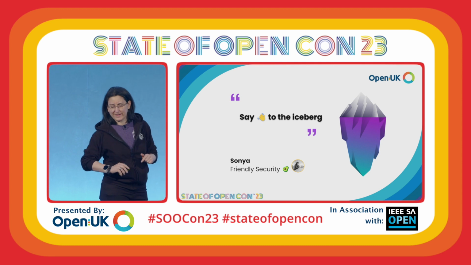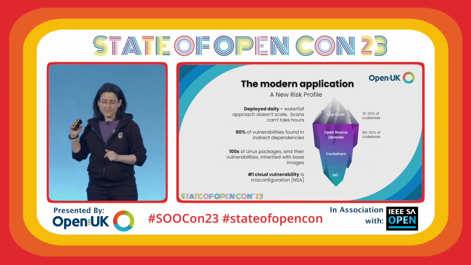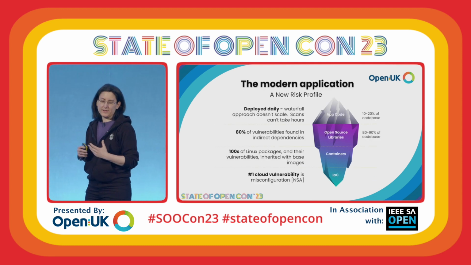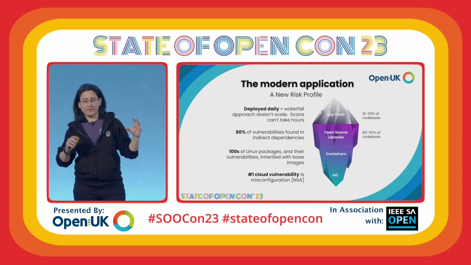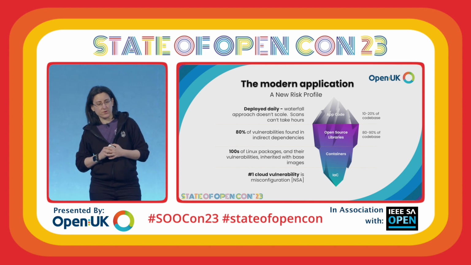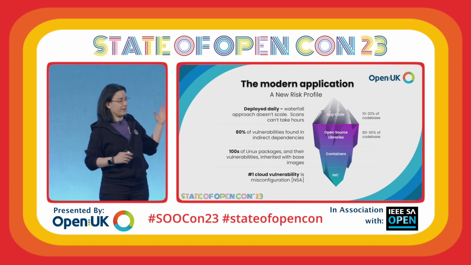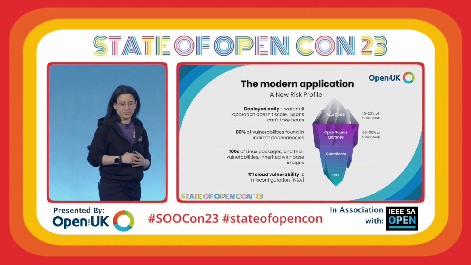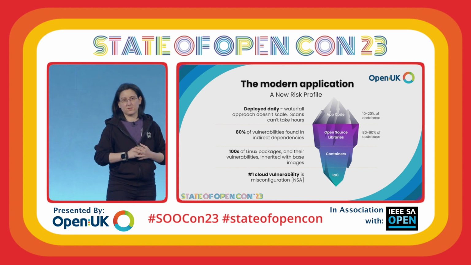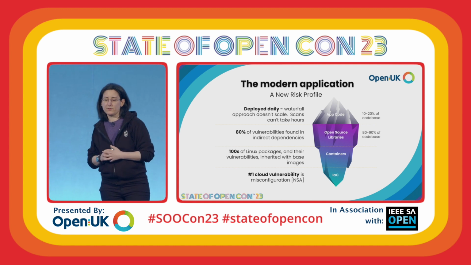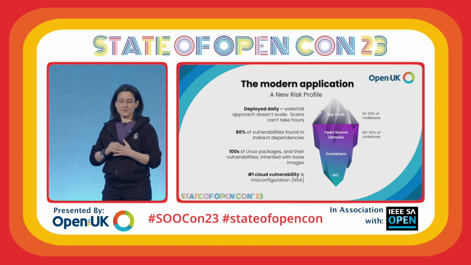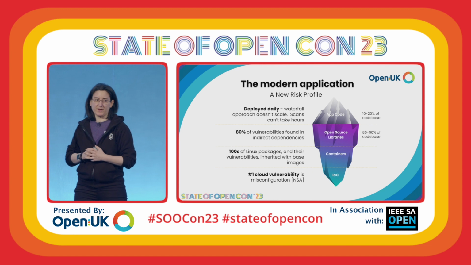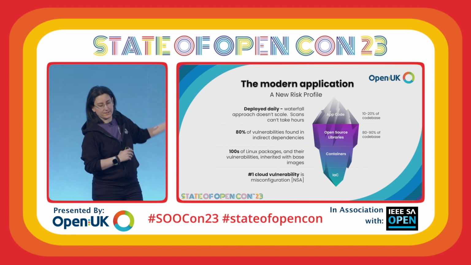If you're still confused by this statement, let me explain it to you. So this is the iceberg, and this is usually a nice analogy to map the different layers of a modern application with a new risk profile. So you can see different layers, and if we start at the tip of the iceberg, which is the application code, this is usually the proprietary code that we write within an organization. This is usually 10 to 20% of the code base. We can have security issues at this stage.